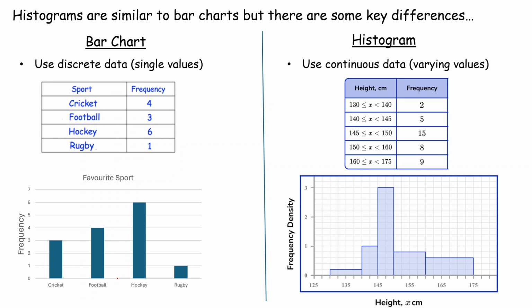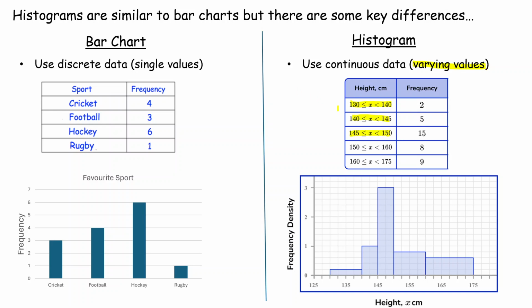If we look at a histogram, a histogram this time does not use single values. So a bar chart had single values like 4, 3, 6, and 1. Single values, I mean, this is just one sport, so cricket, football, hockey, and rugby, whereas here we have varying values. So as we can see here, the height of whatever it is here is between 130 and less than 140. We've then got between 140 and 145, 145 and 150, so on and so forth. Okay, so continuous data means that the values can vary between 130 and 140.